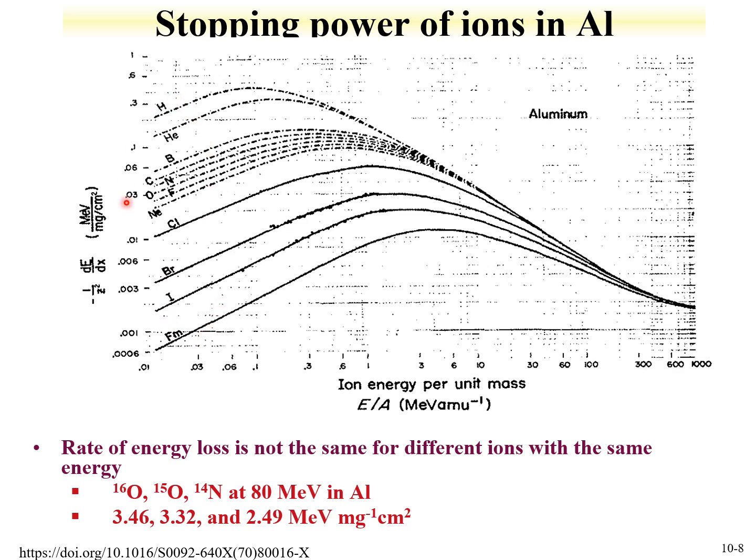So fundamentally the periodic table. This is your range or your stopping power information. And this is the ion energy per unit mass, so it's energy divided by AMU. You can look up this data for particles through all sorts of material, not only pure elements, but mixtures. And what we see here is the rate of energy loss is not the same for different ions with the same energy. So if one examines oxygen 16, 15, nitrogen 14 at 80 MeV in aluminum, we see that we have different stopping powers for these particles.